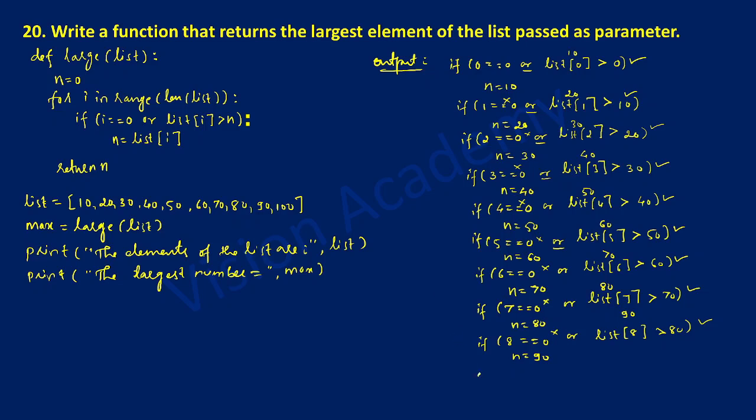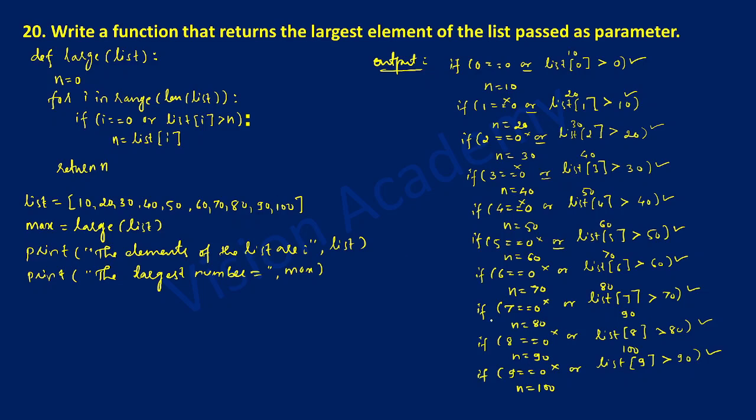Once again, control transfers to the for loop by incrementing the value of i by 1. Now i value is 9. Here I'm going to write if 9 is equal to 0, no, the condition is false. Or list of 9. So list of 9 consisting of what? 100 is greater than n. n value is 90. Whether 100 is greater than 90, yes, the condition is true. Then this initialization takes place. So here we'll write n is equal to list of 9. List of 9 is 100. Here 100 is equated to n.